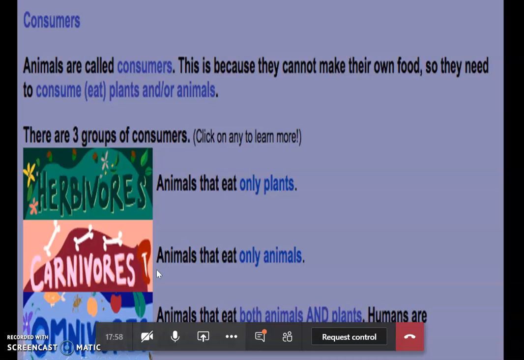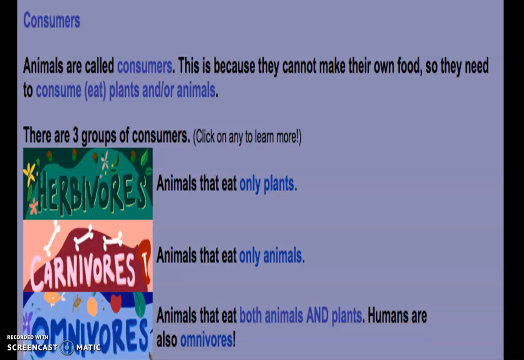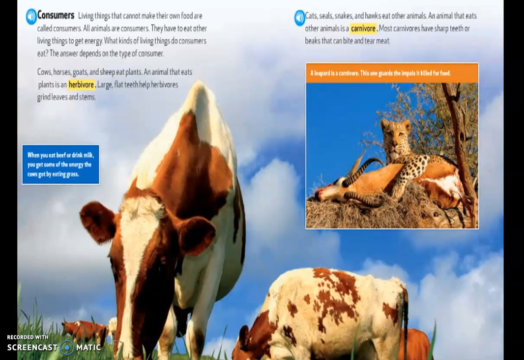animals that eat only animals. Then you have omnivores, which are animals that eat both animals and plants, all right? So humans are what? Which one do we think humans are? Do we think that we're herbivores, carnivores, or omnivores? Omnivores. Good, okay, because we do what? Well, some of us eat both what? Animals and plants. Good. All right, so there goes that sound signal again.